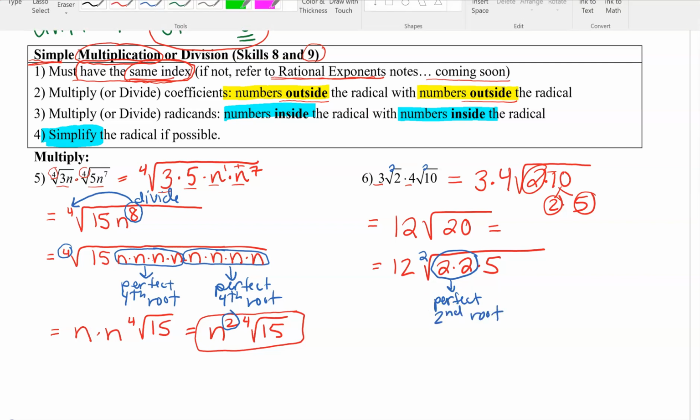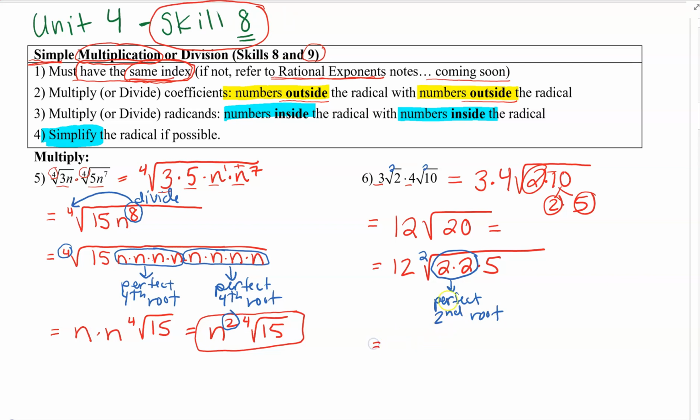So I can pull that out of the radical sign and then multiply it to the 12 that's already there, because now this becomes an outside number. So then 12 times 2 multiplied to the square root of 5, and so I end up with 24 times the square root of 5 in simplest form.